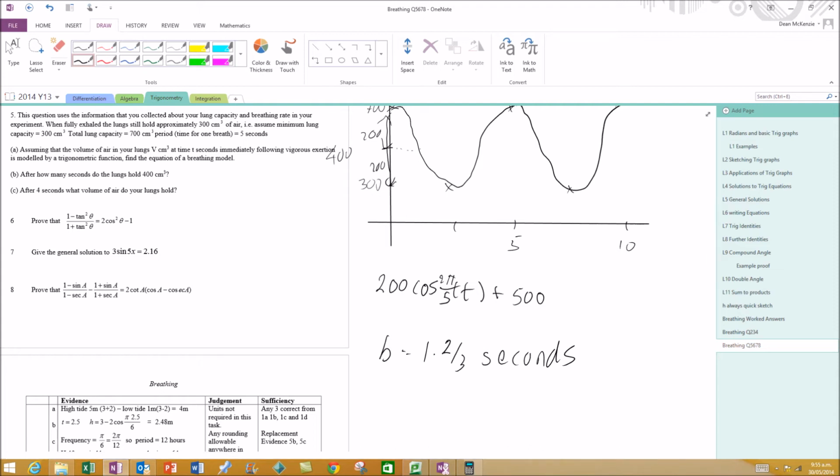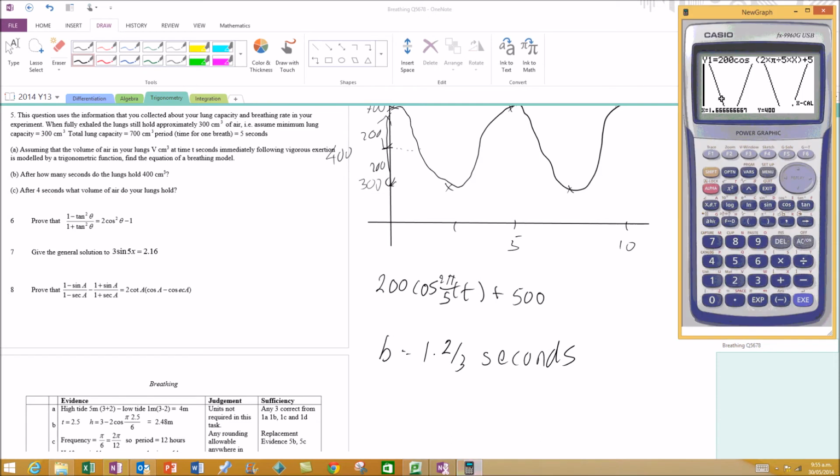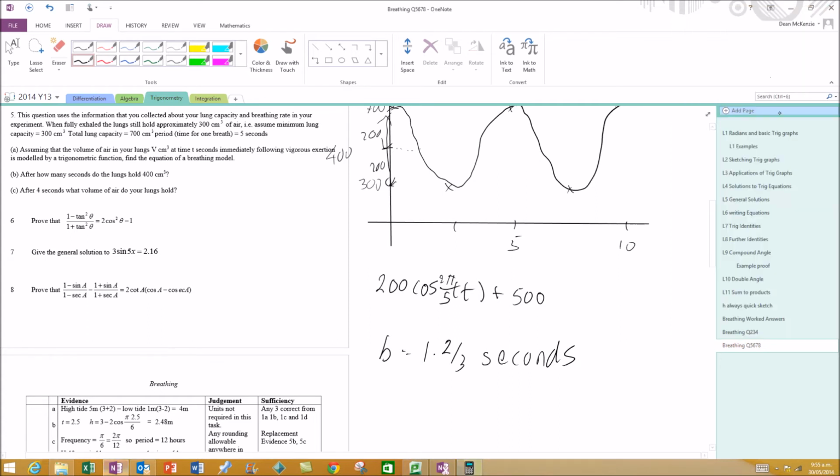After 4 seconds, what volume do the lungs hold? So all we have to do now is just Shift G solve, arrow across. Now we want a Y calculation, and we want that when X equals 4. So we type in 4, and this time we get 561.8. So C is 561.8 centimeters cubed.